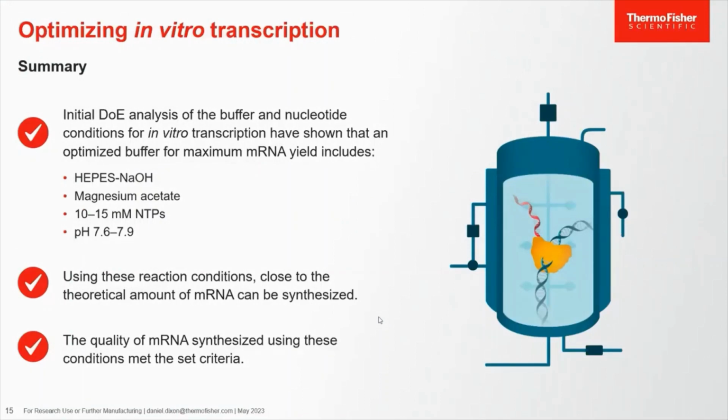This slide summarizes the data from that DOE. Some of the key drivers of mRNA yield were buffer constituents, specifically using EP sodium hydroxide and magnesium acetate instead of magnesium chloride. In addition, NTPs being at a concentration of 10 to 15 millimolar and having the pH at 7.6 to 7.9 were associated with reaching the theoretical maximum of mRNA yield while maintaining high mRNA quality.